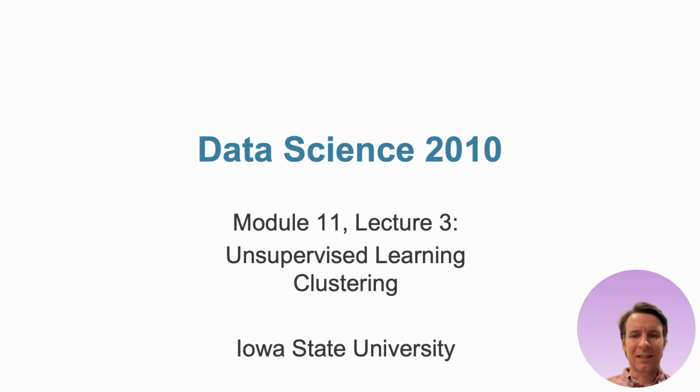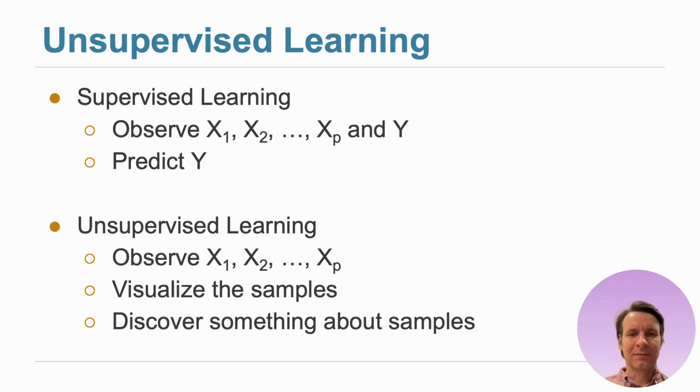Right, in this class we will try to look at unsupervised learning and clustering. As we observed before, in unsupervised learning you have some points x1 up to xp, or data points, and you either try to visualize the samples or discover something about them. In supervised learning you wanted to predict some y, usually y was part of the observation. In unsupervised learning there is nothing like that, so we'll see how that goes.